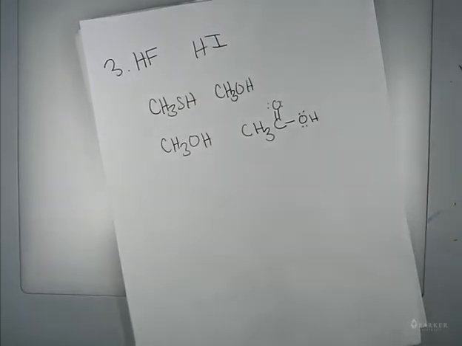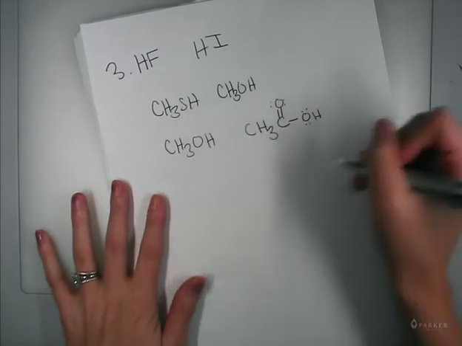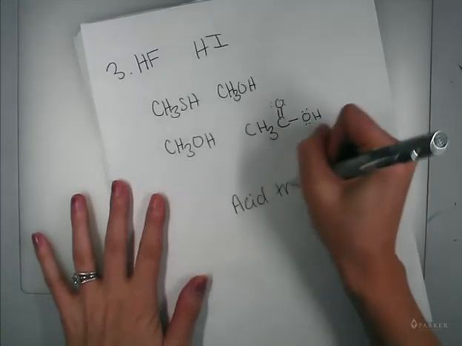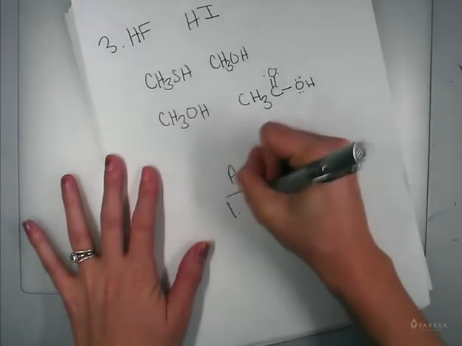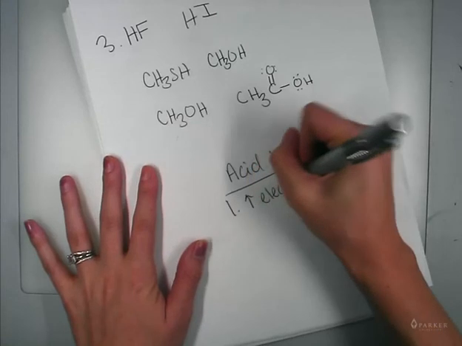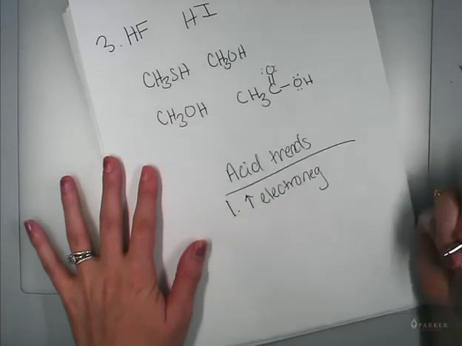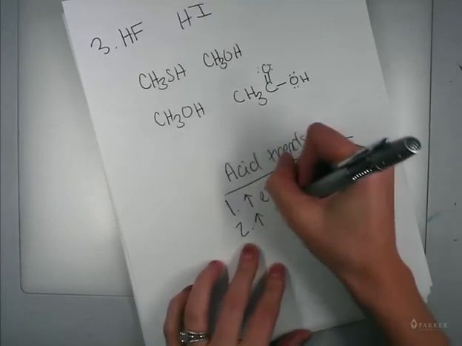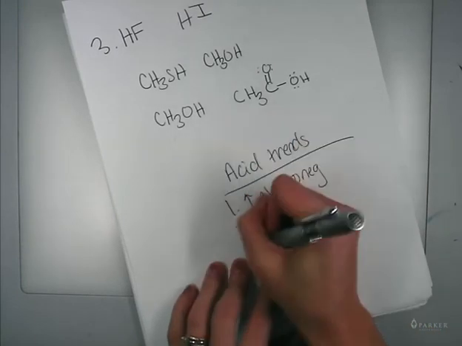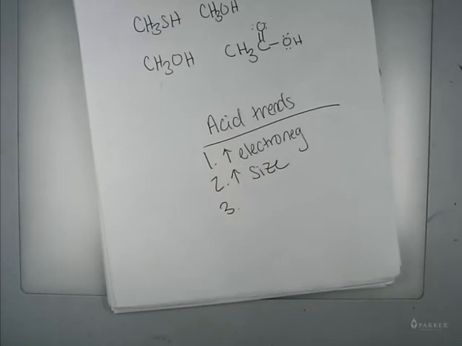Okay, so let's go over the trends. For an acid, do you want something more electronegative or less electronegative? More. So let's put acid trends. We want increased electronegativity. Size. Do we want a large size or a small size? Large. So we want large size. And do we want resonance or no resonance? Resonance.